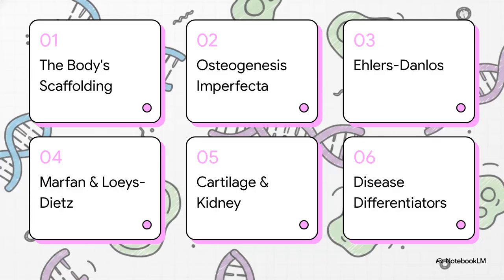Here's our roadmap for today. Consider this your ultimate exam prep guide. We're going to start with the baseline scaffolding, then move through the big hallmark disorders, osteogenesis imperfecta, Ehlers-Danlos, and Marfan syndromes. Finally, we'll wrap up with a master cheat sheet to help you differentiate all of them perfectly.